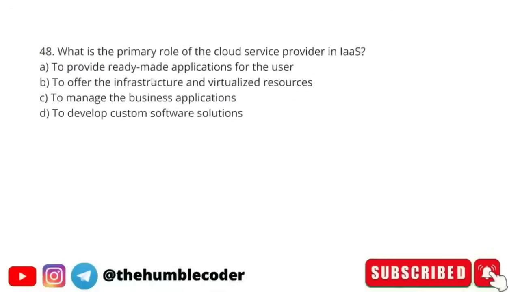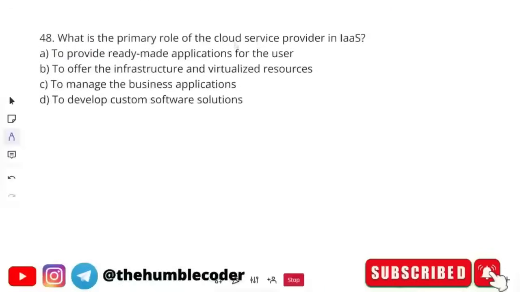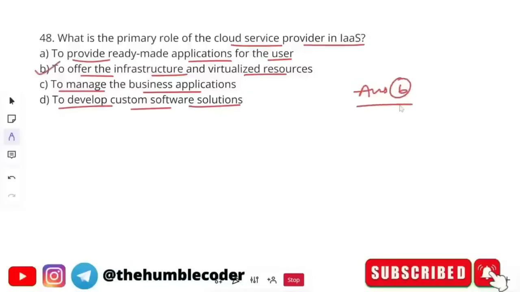Moving on to the next question now. What is the primary role of a cloud service provider in IaaS? The options are to provide ready-made applications for the user. Option B is to offer infrastructure and virtualized resources. Option C is to manage the business application. Option D is to develop custom software solutions. Correct answer is option number B, that is to offer the infrastructure and virtualized resources.